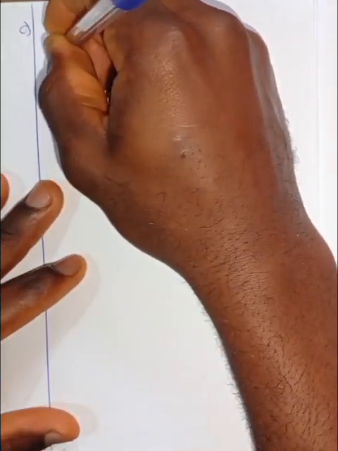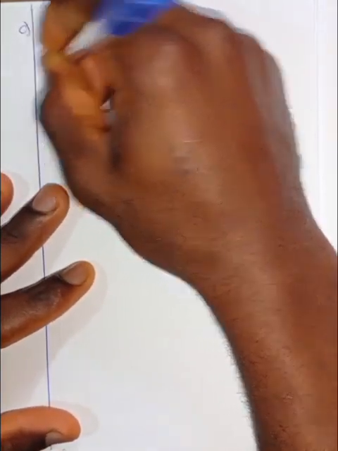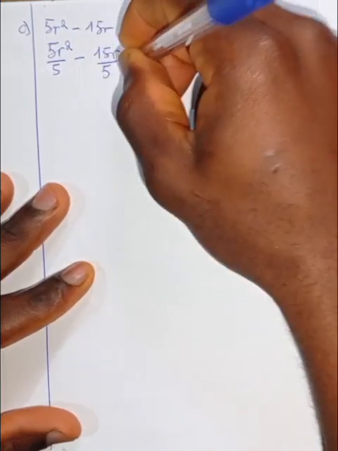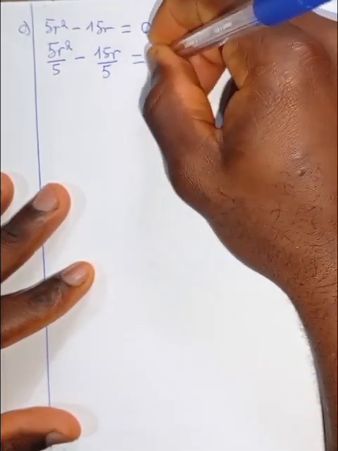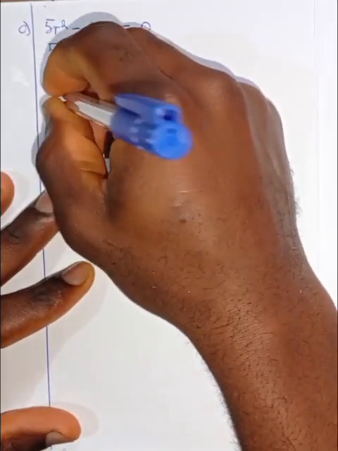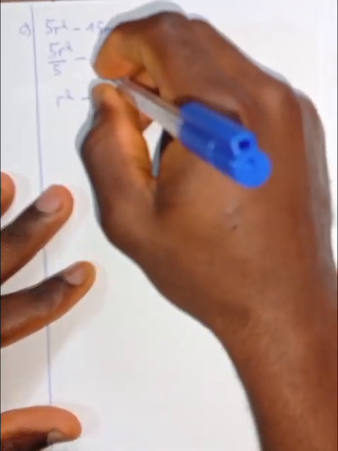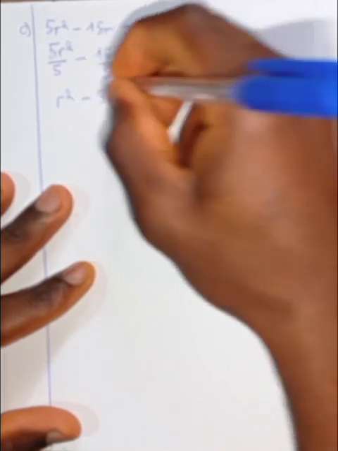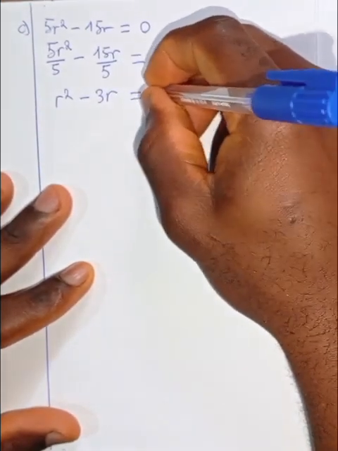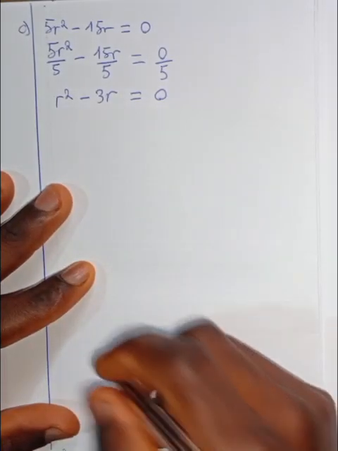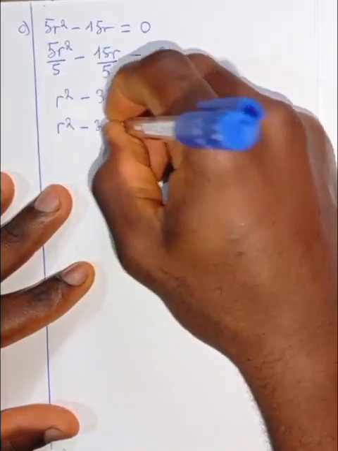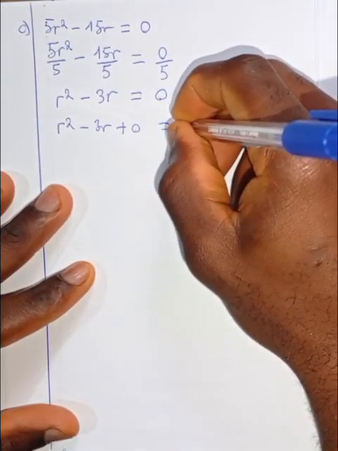Divide 5r squared by 5 minus 15r divided by 5. This will be equal to 0 divided by 5. 5 will cancel 5 here. We will be left with r squared minus 15 divided by 5 gives us 3, r will be equal to 0. So we can write this quadratic equation as r squared minus 3r plus 0 is equal to 0.